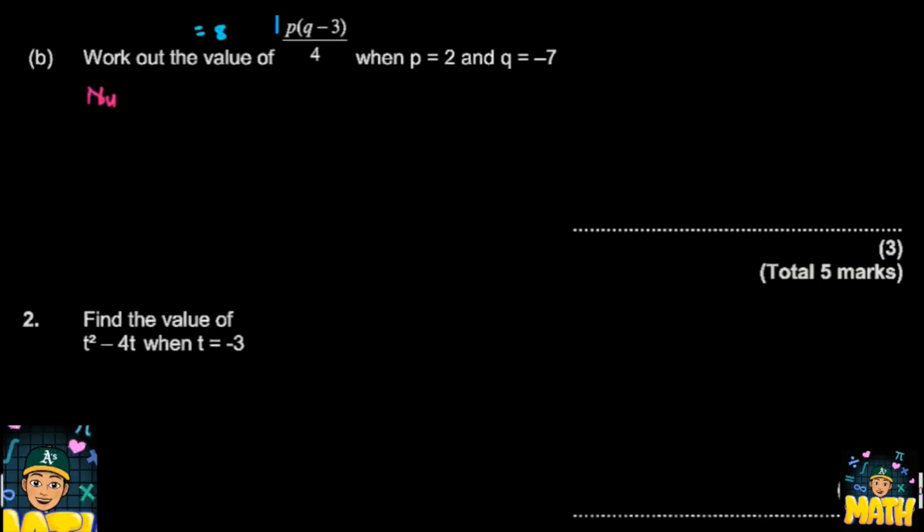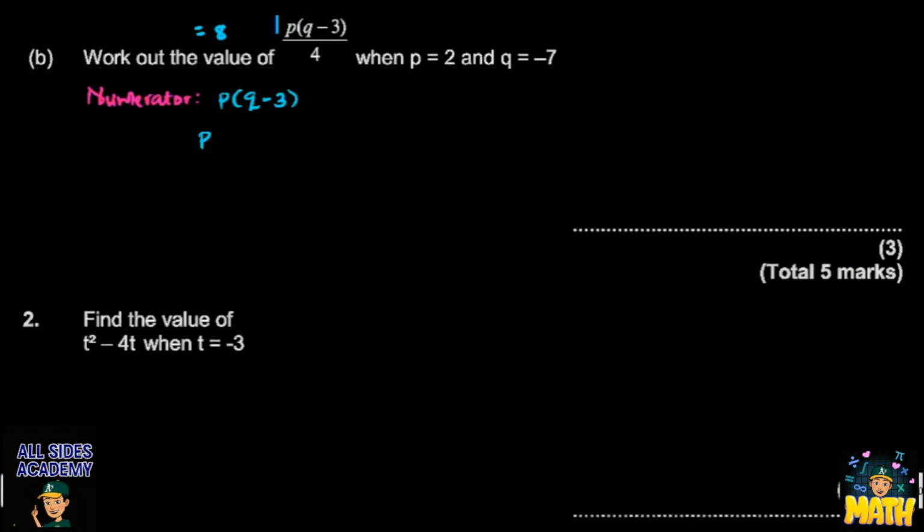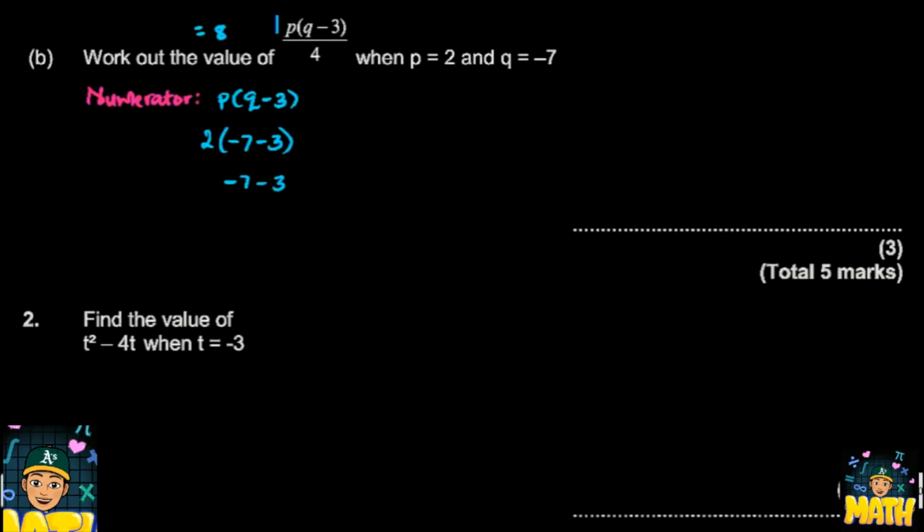In the second question, we are given p into q minus 3 divided by 4. So we'll start with the numerator. So I'll write p into q minus 3. Then I want to substitute the values of q and p into the expression. So I'll have that.